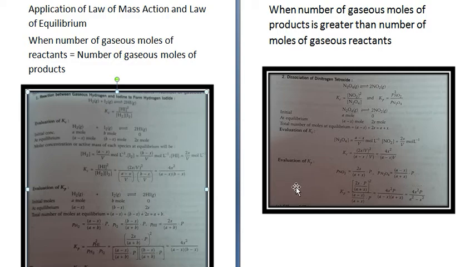Evaluation of Kp. P_NO2 is given by 2x upon (a plus x) into P. P_N2O4 is given by (a minus x) upon (a plus x) into P. So Kp becomes (2x upon (a plus x) into P) whole squared divided by (a minus x upon (a plus x) into P), which is equal to 4x squared P divided by (a minus x) into (a plus x). This value comes to 4x squared P divided by a squared minus x squared. So this is the value of Kp when the number of gaseous moles of products is greater than the number of gaseous moles of reactants.